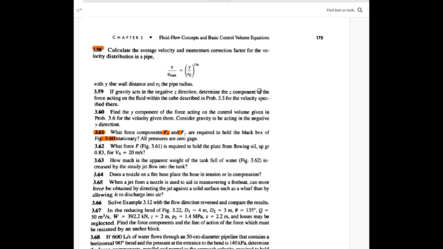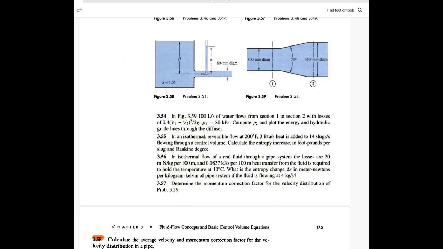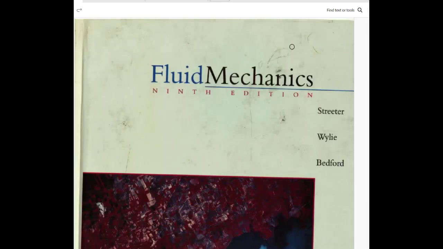We want to solve problem number 358, but as always let me introduce our reference. This is Fluid Mechanics from Mr. Streeter, Wylie and Bedford. You have to have the 9th edition of this book to solve our problem. Then let's go back to our problem.